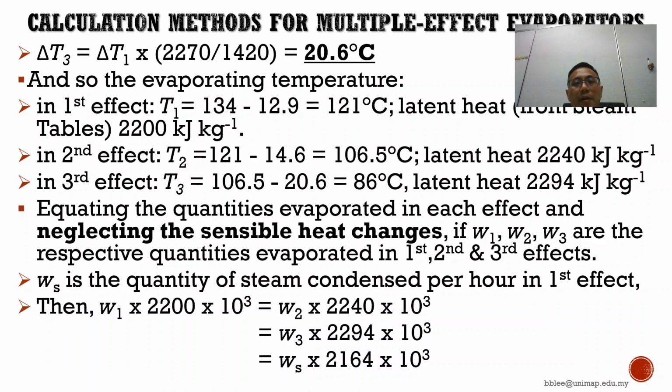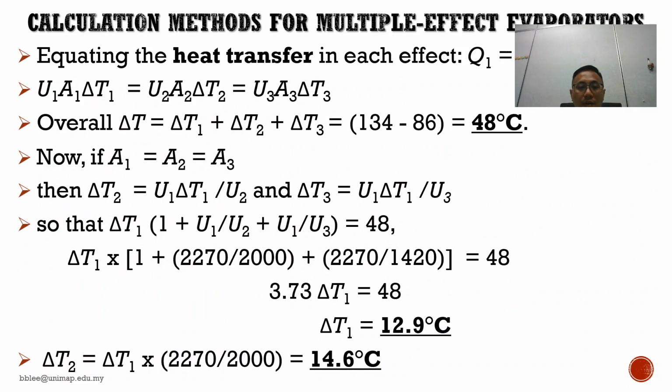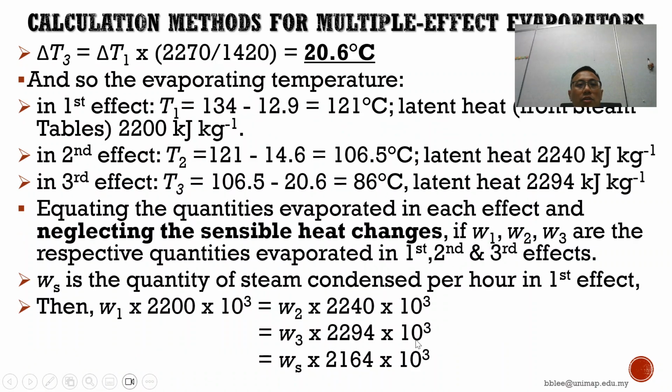Then the evaporating temperature in the first effect: we calculated just now that delta T1 is 12.9, so we subtract this. This is the boiling point, the temperature inside the heating chamber. Then we search the latent heat from the steam table at 121 degrees Celsius, and you should get 2200 kilojoule per kg.